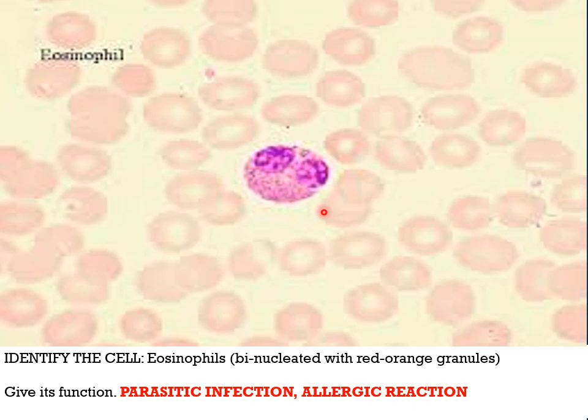Again, your eosinophil has binucleus, dalawang nucleus, and red-orange granules. Again, what are the functions of eosinophil? For allergic reaction and parasitic infection.